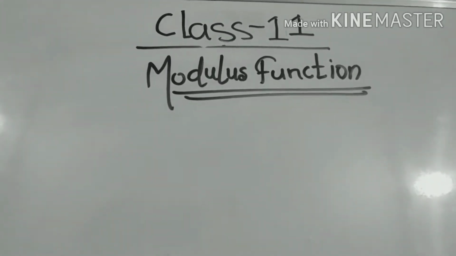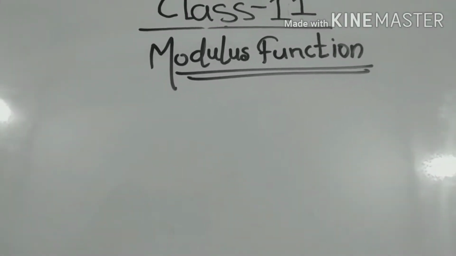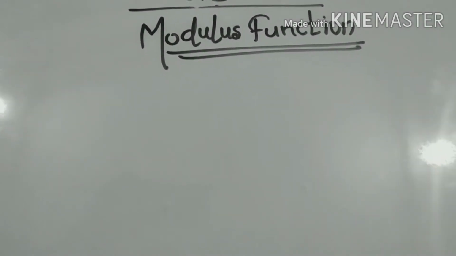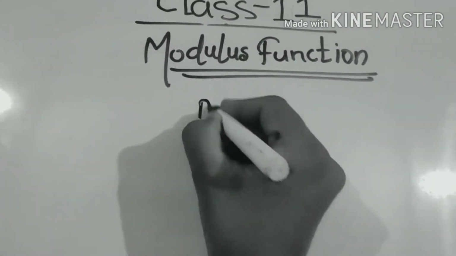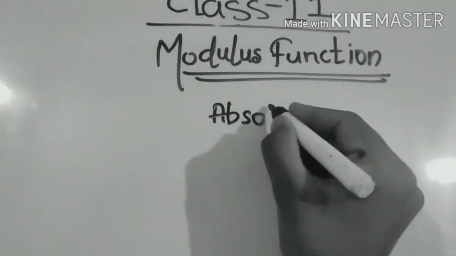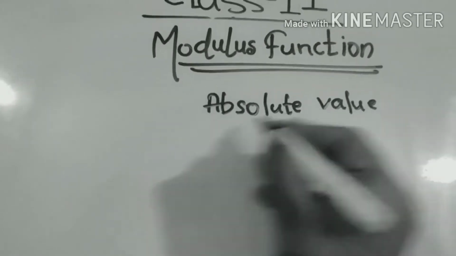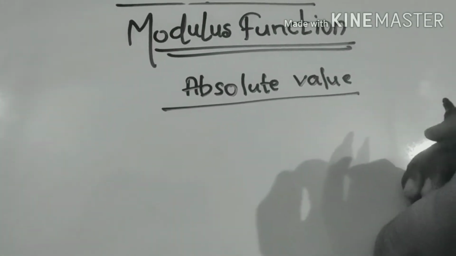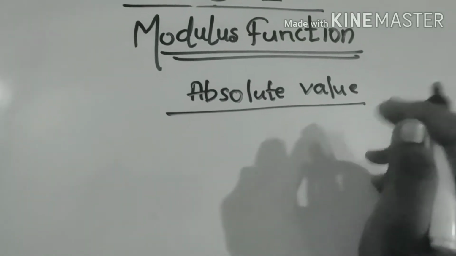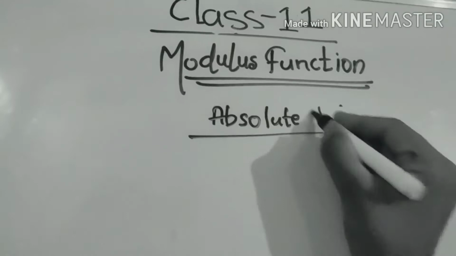In this video we'll be discussing a chapter of class 11, that will be the modulus function. In previous classes we have read about this modulus function, but it was very limited. Actually what we called it was absolute value. Whenever a question was given, it asked to find the absolute value of the given number. So we can say that the modulus function is also called the absolute function.